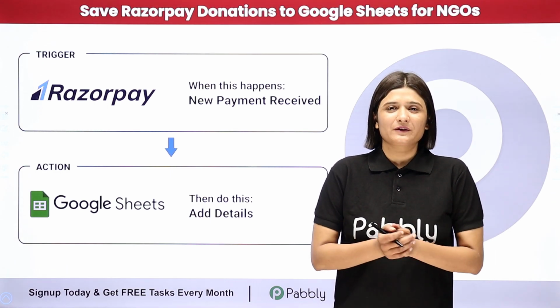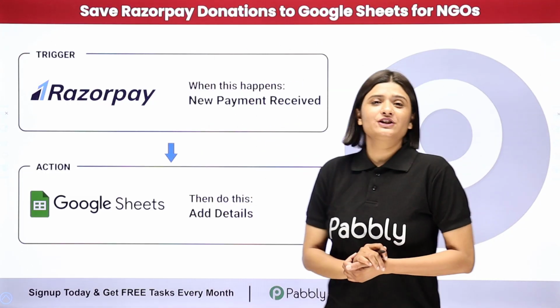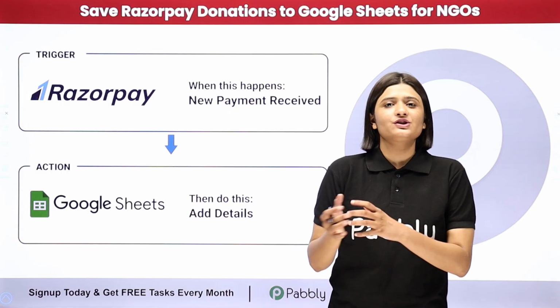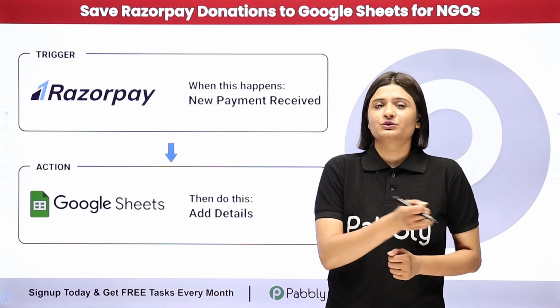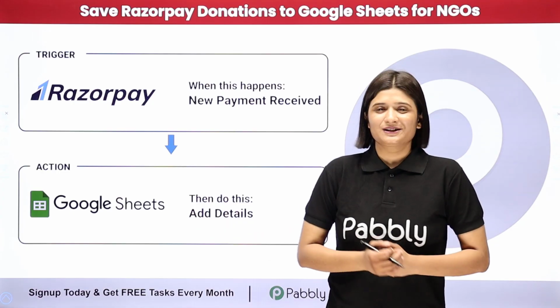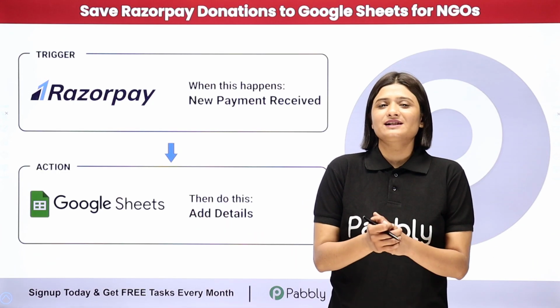In this video, we are going to learn how to save Razorpay donations to Google Sheets for NGOs. So let's suppose I'm running an NGO and I'm receiving all the donations with the help of Razorpay. Now I want that whenever I receive a new donation, all the details should be automatically added to my Google Sheets spreadsheet. Doing this manually will consume a lot of time, so I'm going to completely automate this process.